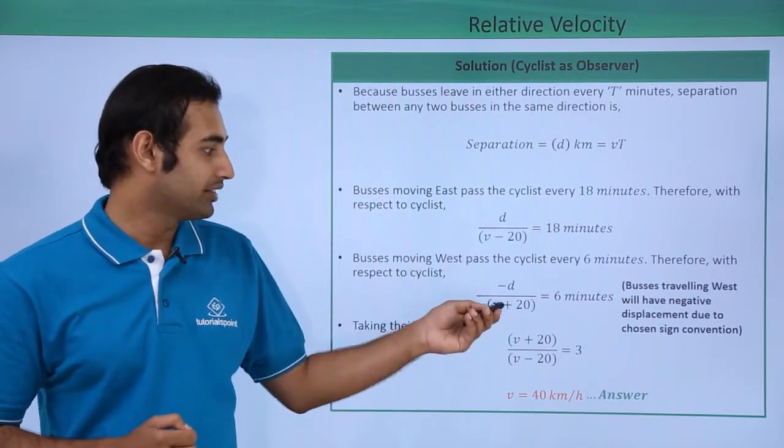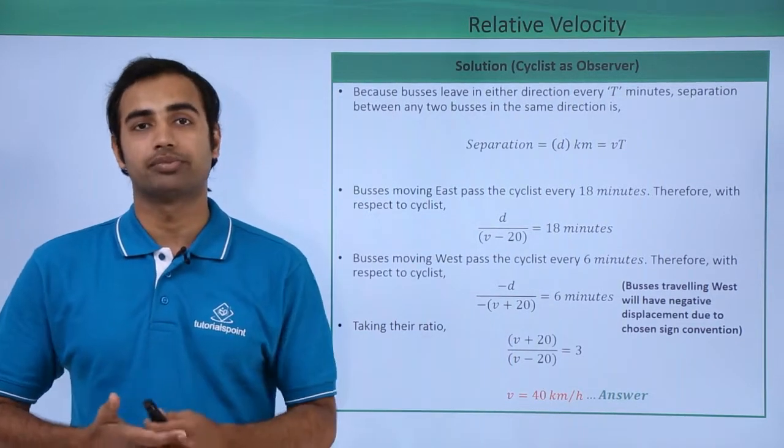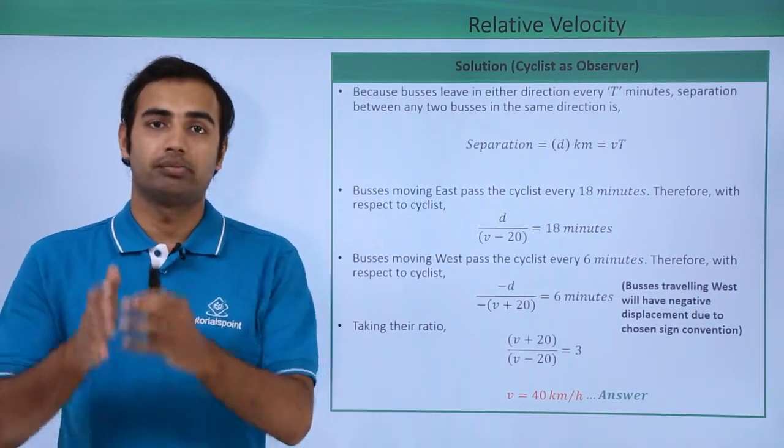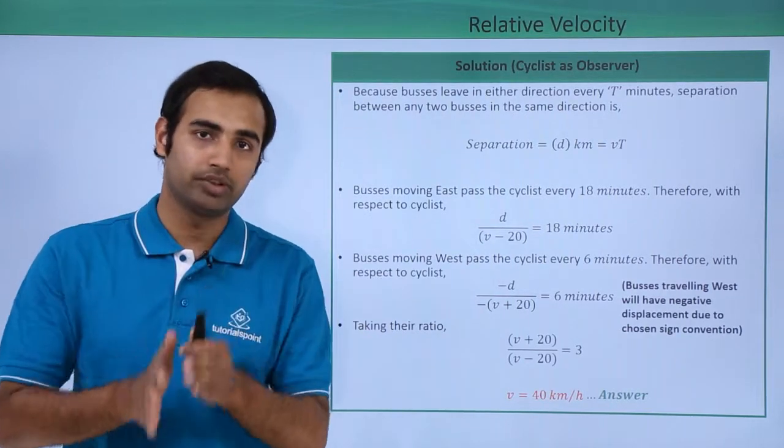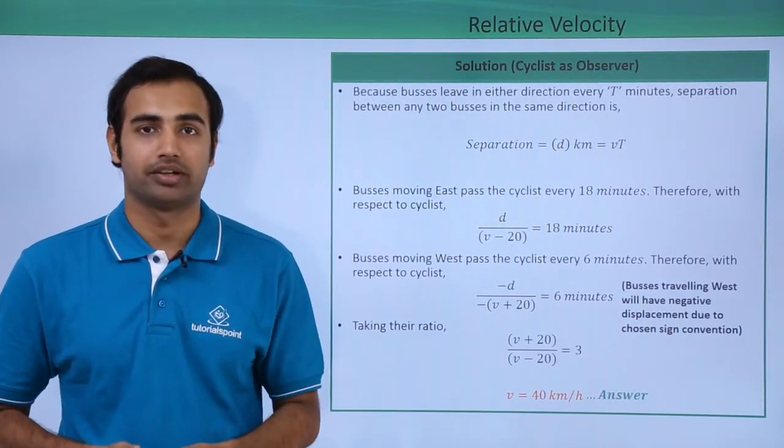So once I do that, I just take the ratio and the velocity value v comes out to be 40 kilometers per hour. So what we obtain is that the buses are traveling at 40 kilometers per hour speed and the cyclist is given to be traveling at 20 kilometers per hour.